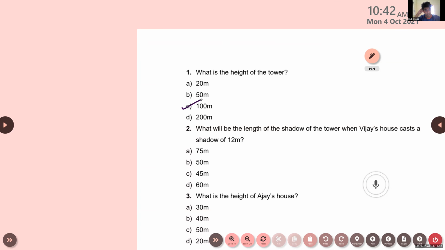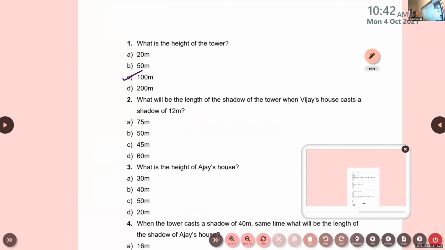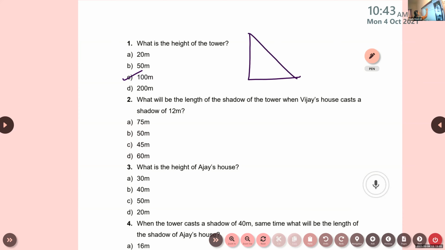Now, second one. What's the second question asked here? Look at the second one. What will be the length of the shadow of the tower when Vijay's house casts a shadow of 12 meter? So now we got the height of the tower. You can draw the figure. So what is the height of the tower? We got 100 meters. Suppose A, B, C. Height of the tower is 100 meters. We don't know the length of the shadow of the tower, when Vijay's house casts a shadow of 12 meter.